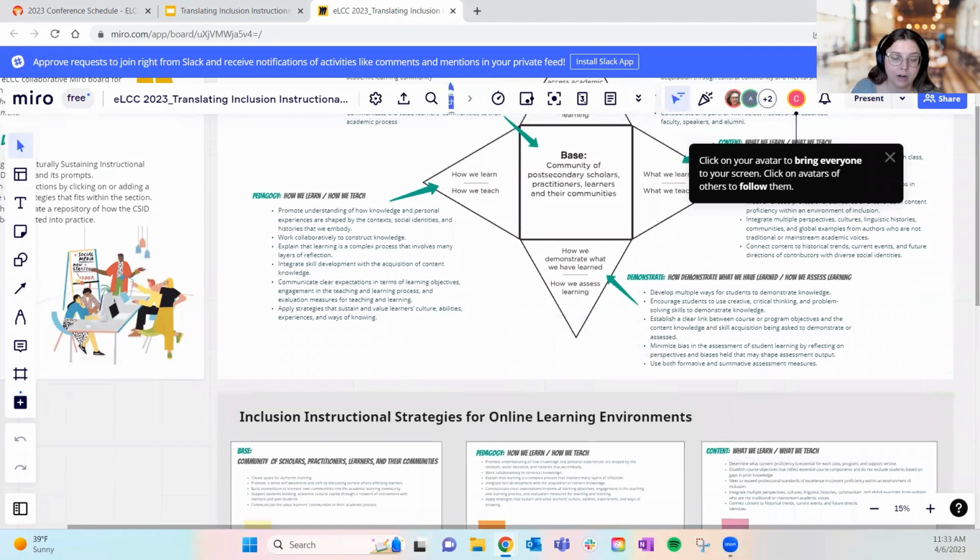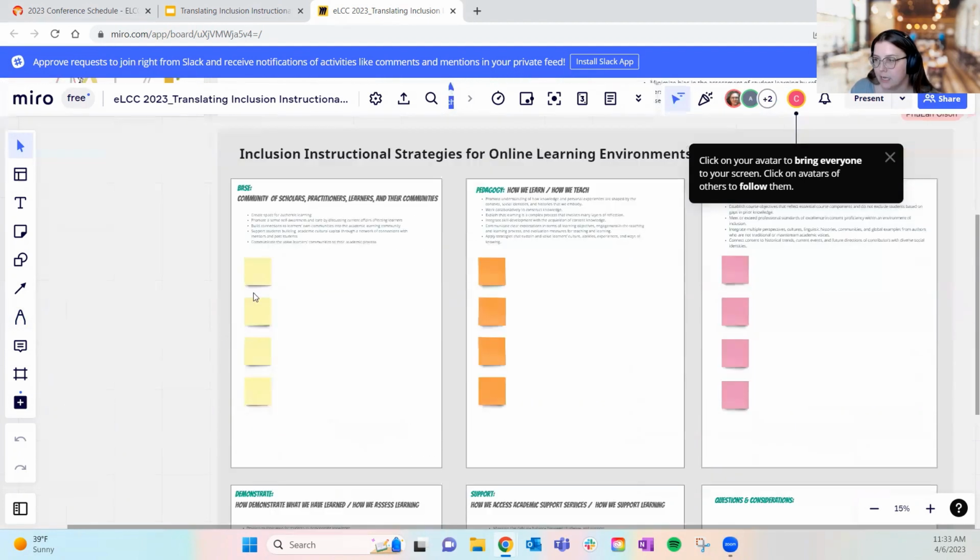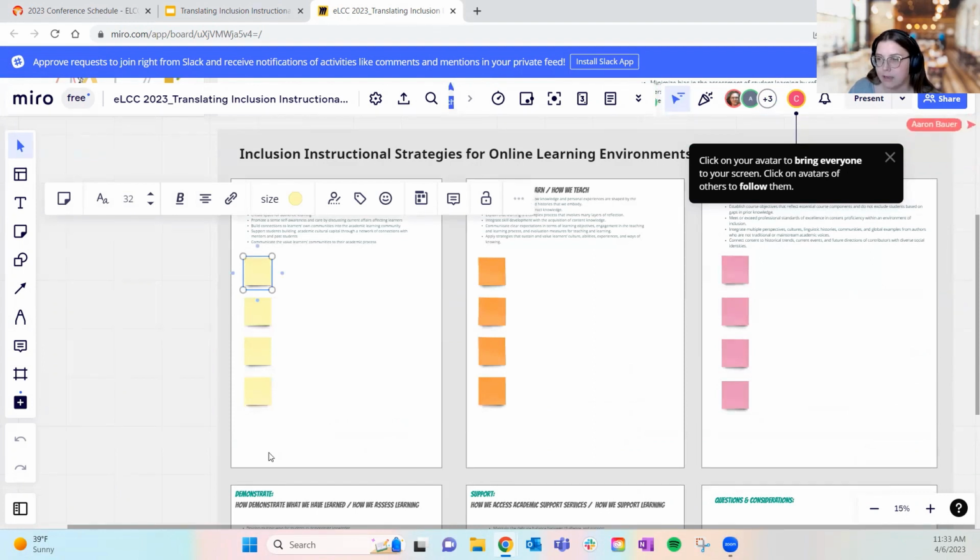So to start on this, go ahead and read through the CSID model again and its prompts to help you brainstorm. Then I'm going to give you all some time to add to each of the sections by selecting these Post-its. You can select this and copy it or just write directly into it. If you need to add more Post-its, they're over here on the left-hand side. You can add sticky notes. But go ahead and add to each of the sections and we'll work on this quietly, I think probably a few minutes.